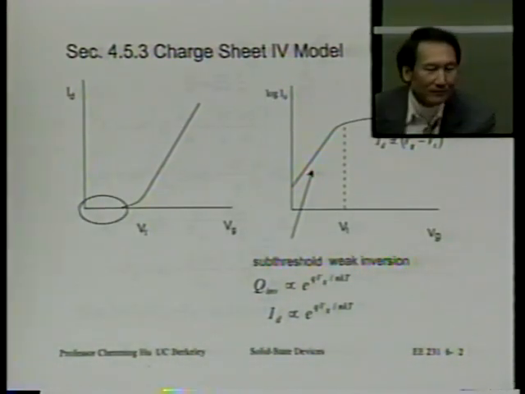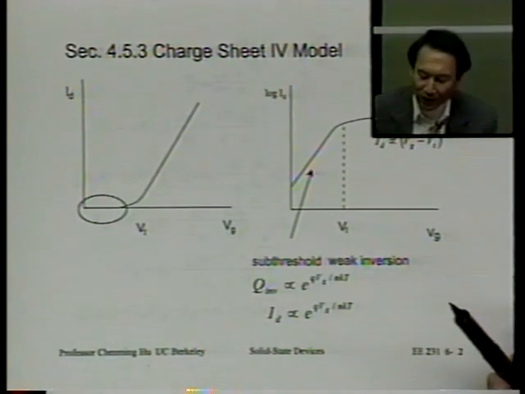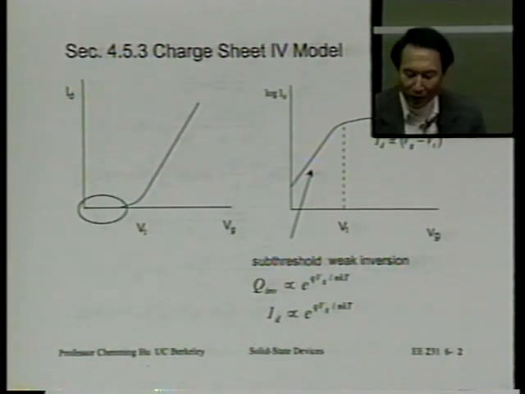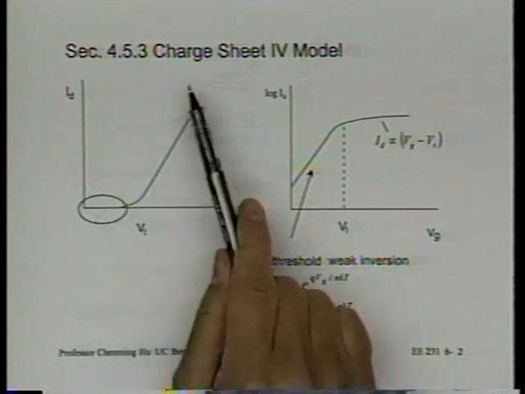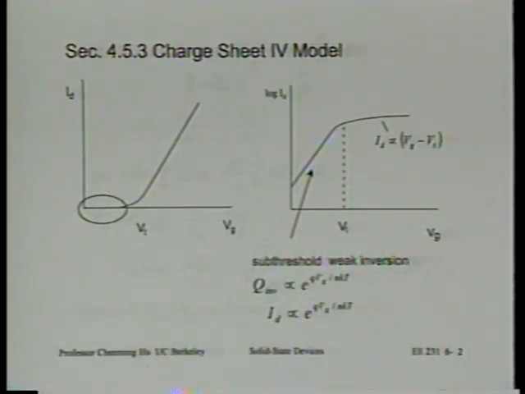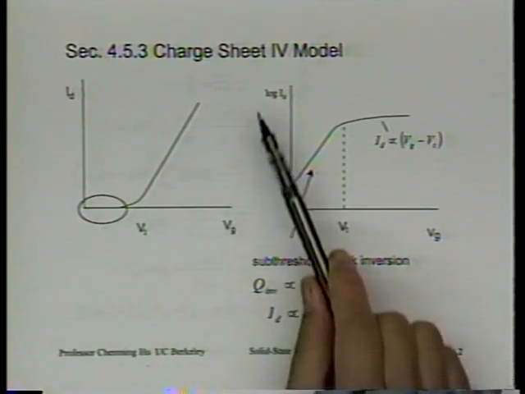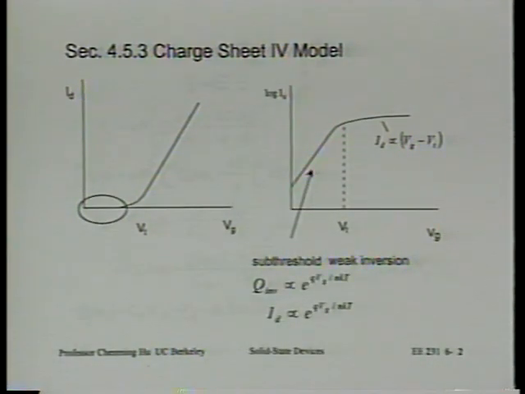We go to a section called the charge sheet IV model. Now you have seen this term charge sheet before. That's in the previous section, where we talked about the relationship between phi S and VG, or between inversion layer charge and VG. Now we're going to use a similar model to derive an IV equation.